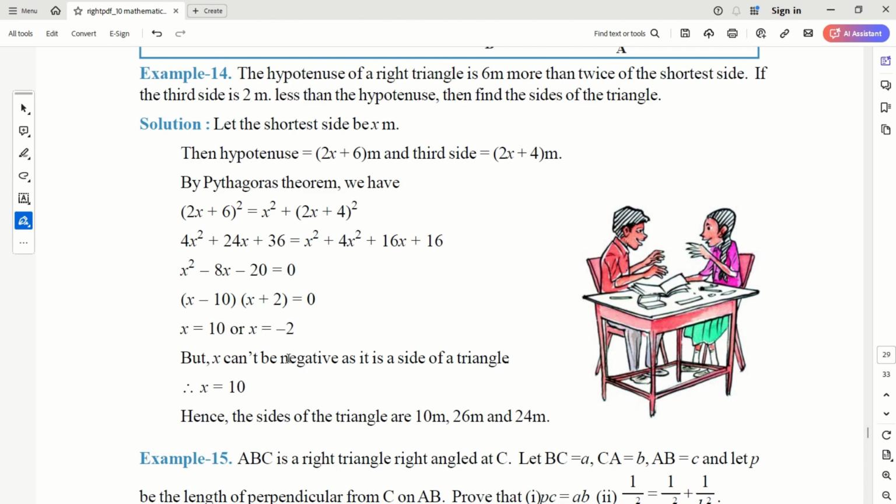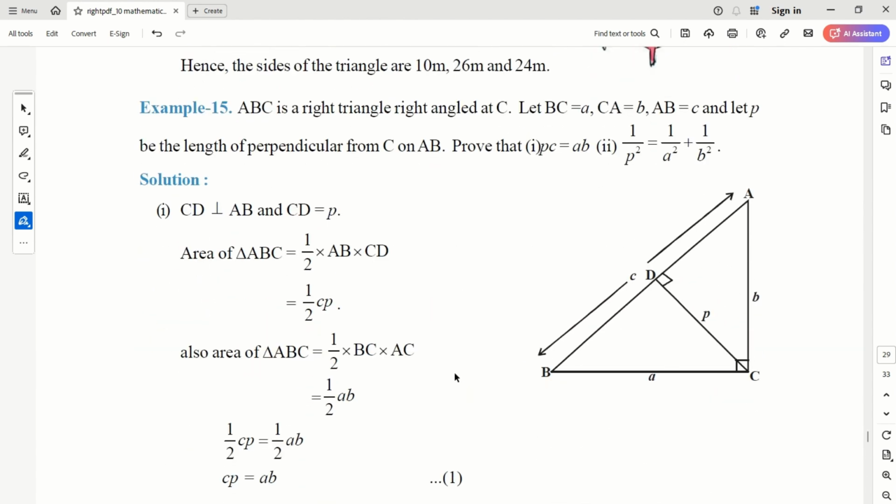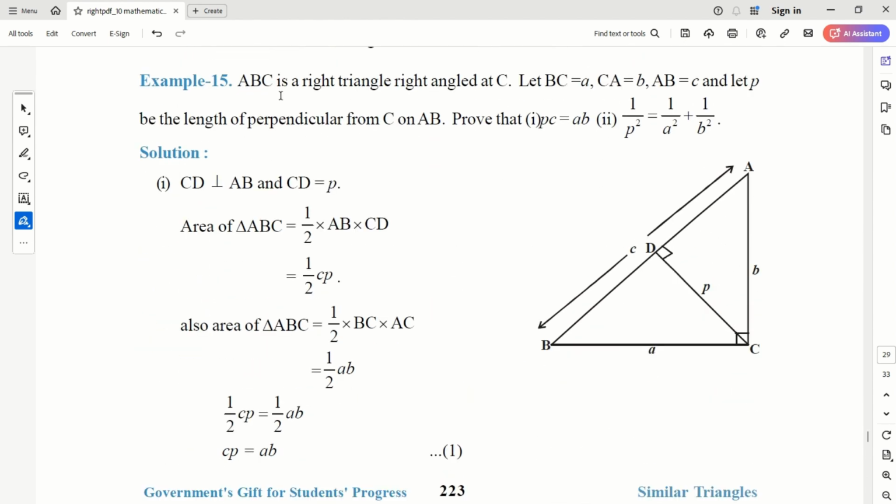ABC is a right angle triangle, right angled at C. You can see that BC equals a, and AC equals b. Let p be the length of the perpendicular from C onto AB. Now prove that, first, pc equals ab. Then 1 by p square equals 1 by a square plus 1 by b square.